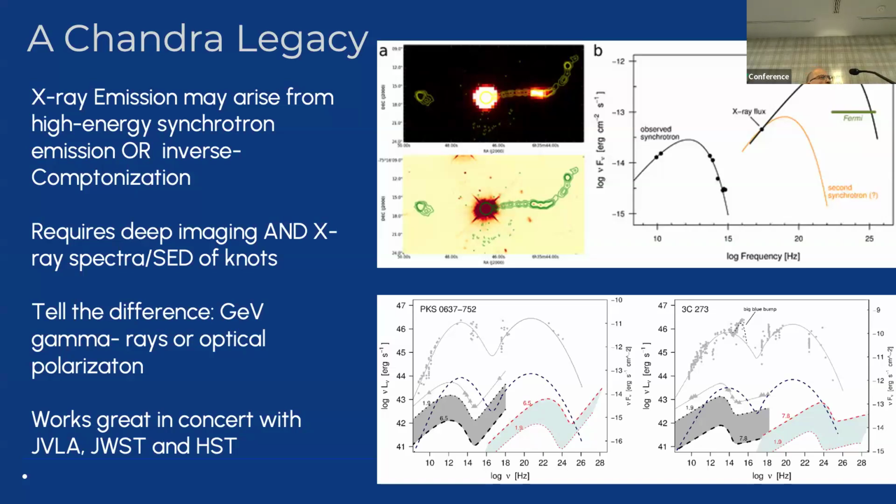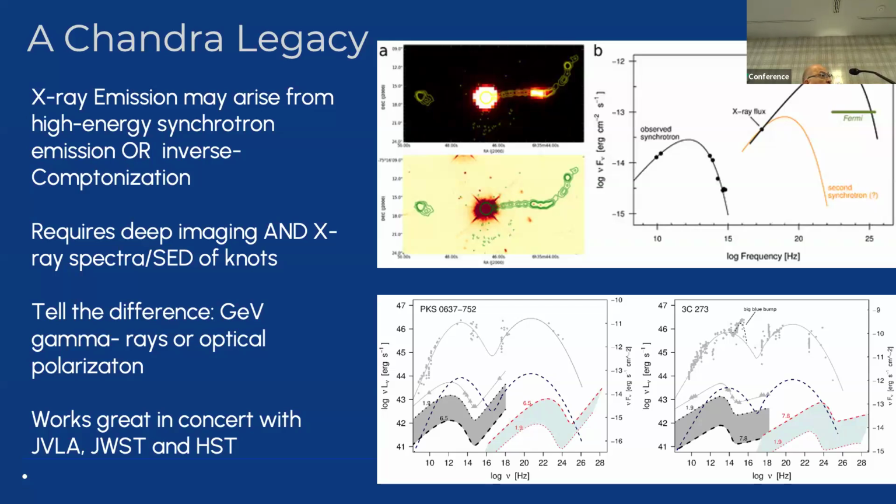Well, if you want to tell the difference, you need some things. You want deep imaging and X-ray spectra and SED of all of the knots. This is where the problem is. Oh, and you need some multi-wavelength information. The reason you need multi-wavelength information is because you want to take a look at the properties of that second emission component, whatever it is, and you want to tell definitively whether it's synchrotron radiation.